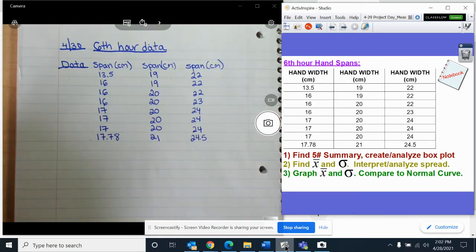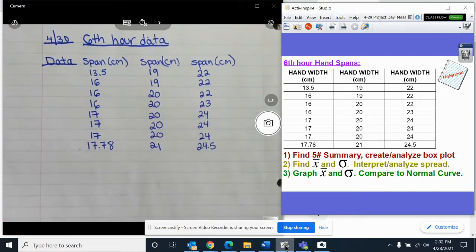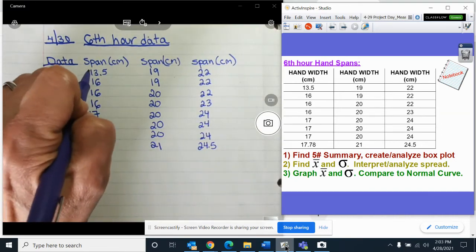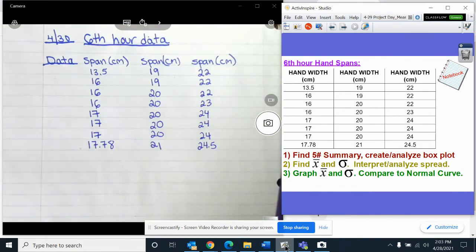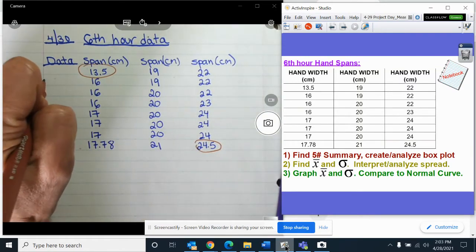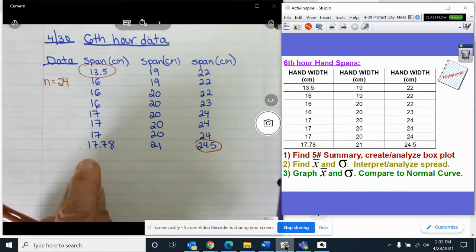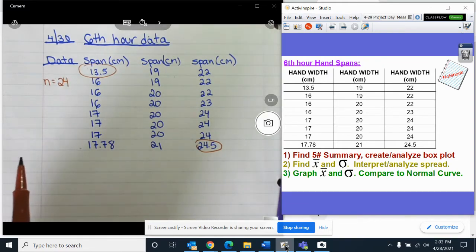So first, we're going to find the 5-number summary. We can do that manually by looking at the minimum, the maximum, finding the middle of our data, and then the middle of each half of our data. So we can see that here is our minimum, our maximum, and knowing that we had 24 students contribute to this data, the middle would be the 12.5 data, so in between the 12th and the 13th piece of data.